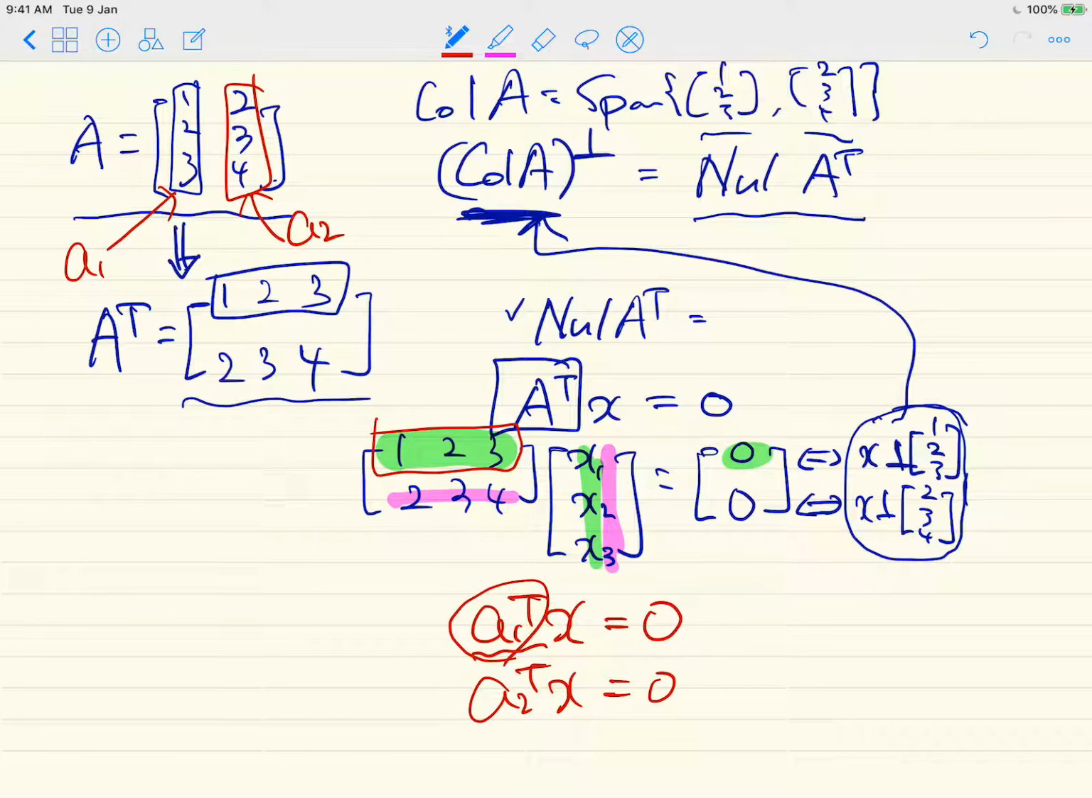And in order to obtain the rows, we just form A transpose, and the null space of A transpose, or the solution of our homogeneous linear system A transpose x equals 0, is the orthogonal complement of the column space of A. Okay?